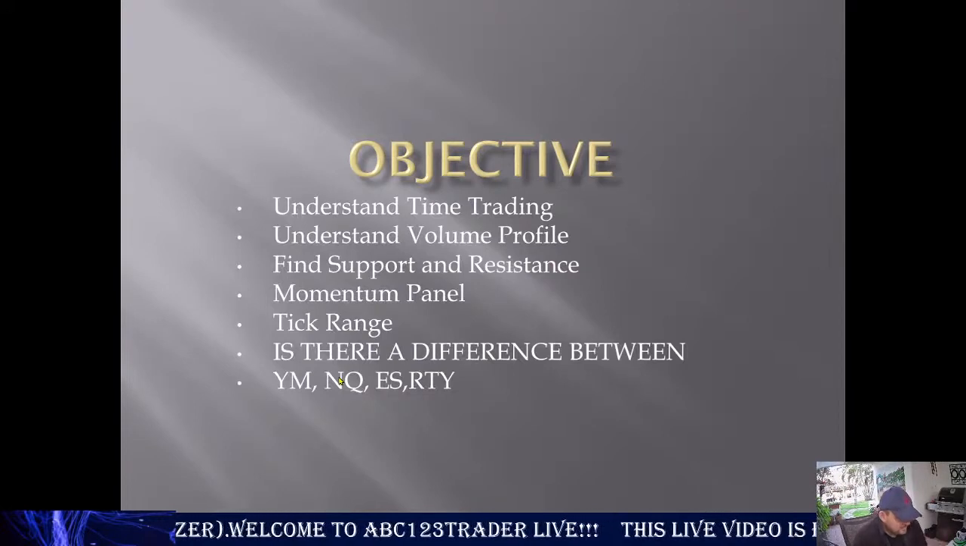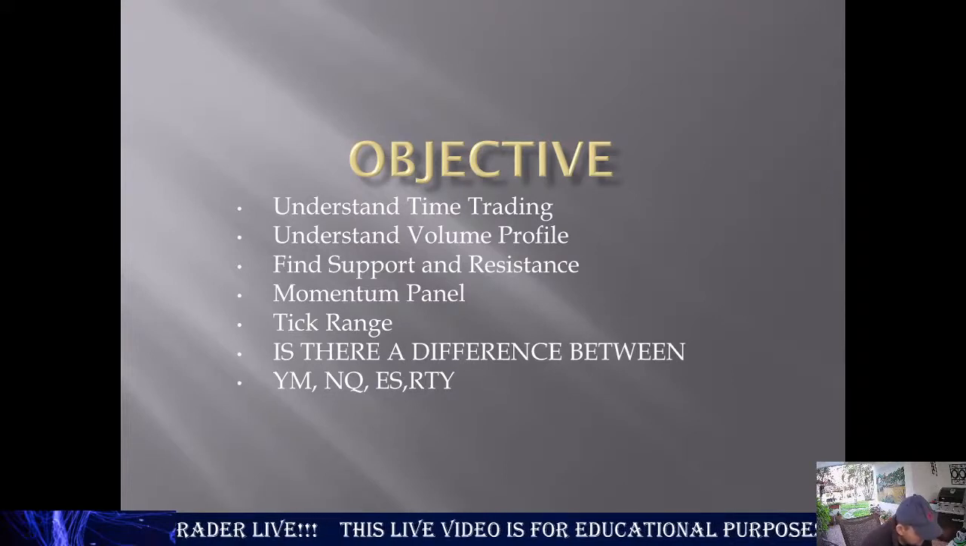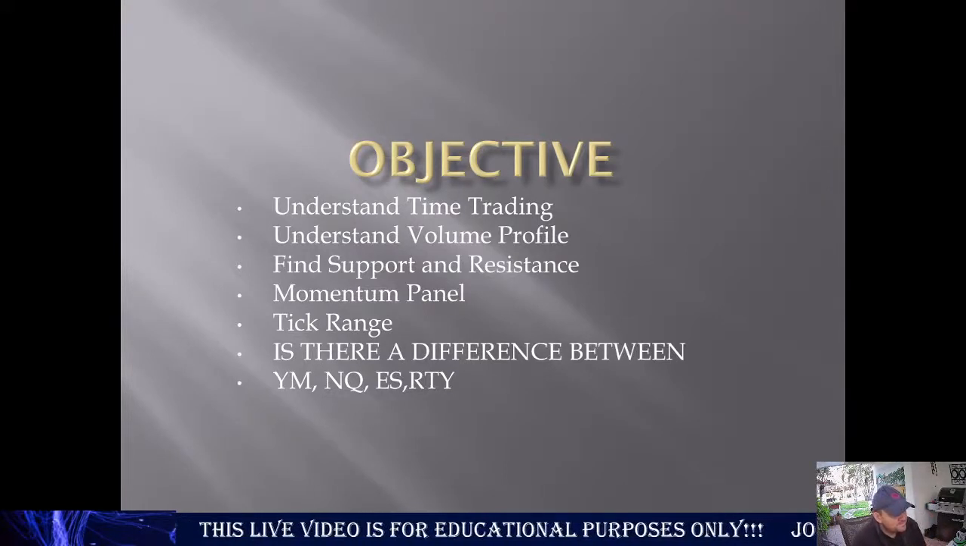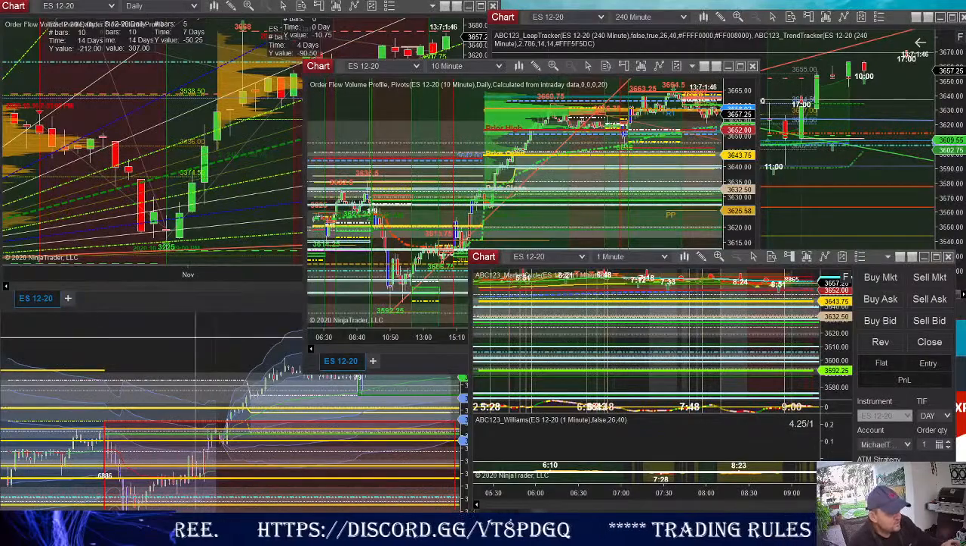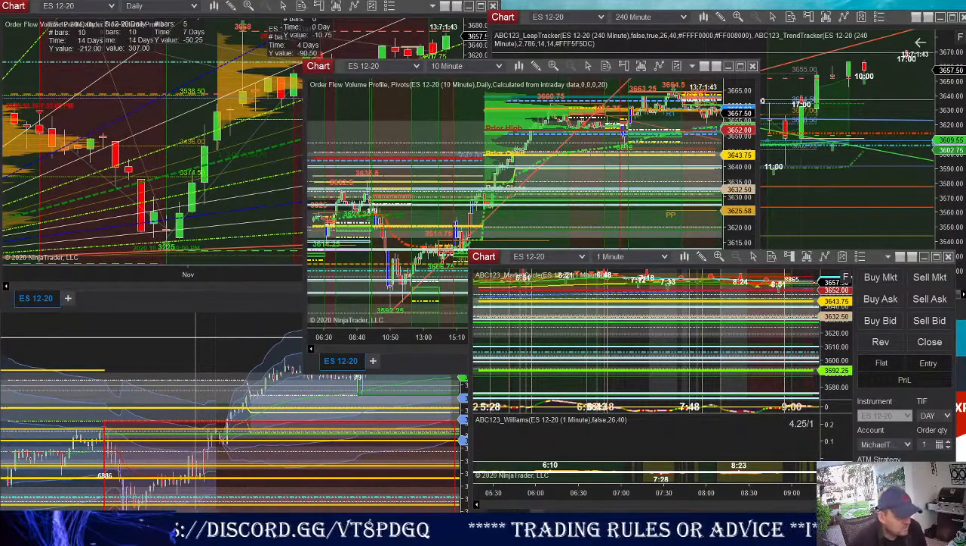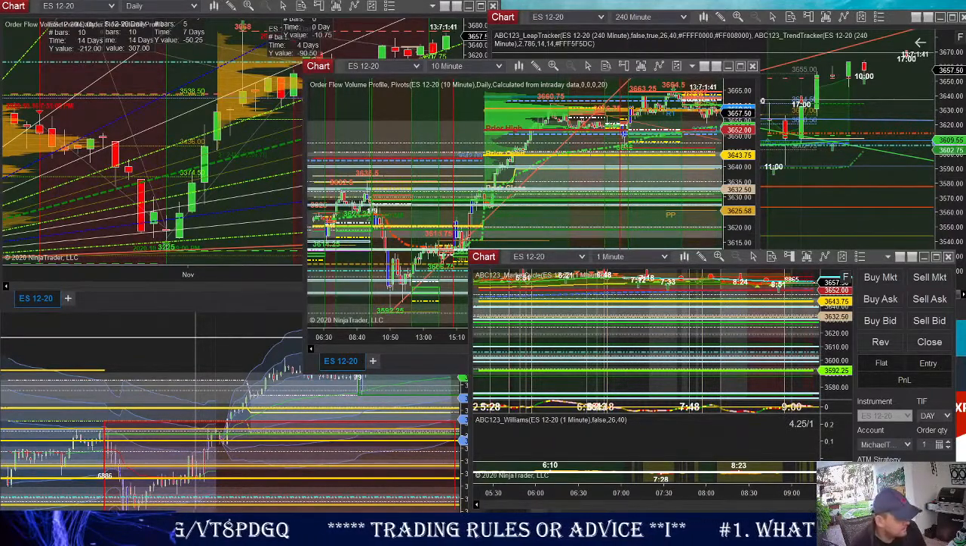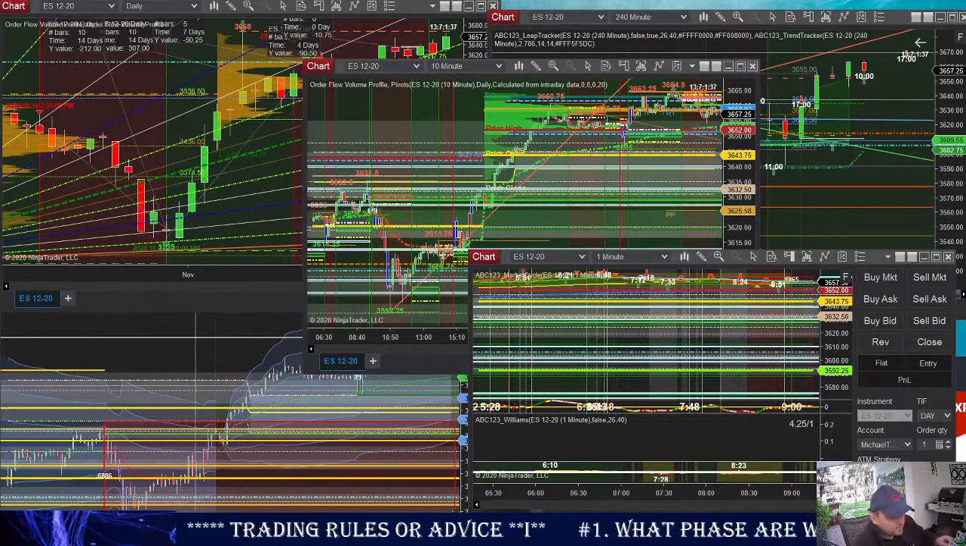So the objective, again: understand time trading and what I've been showing you, understand volume profile, which I'm really trying to stress, and find support and resistance. But I will also show you today the momentum panel. I will also show you again the tick range, and I'm going to do this really early right now: is there a difference between the YM, the NQ, the ES, and the RTY? Okay? That's what I want to hopefully show you guys today. We'll first go into the charts, and then I'll show how many minutes per month. So I've got a half hour before I'm looking for my first trade.